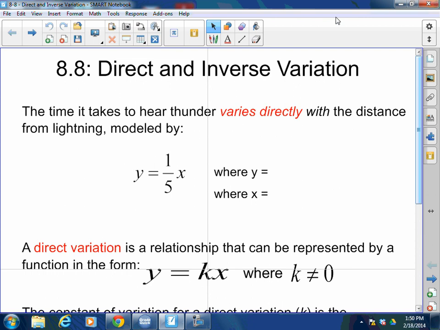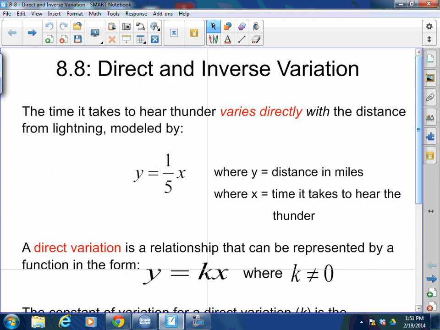Let's just think about a really common example, guys. A lot of you have done this before in your life. The time it takes to hear thunder varies directly with the distance from lightning. It's modeled by this equation right here: y equals 1/5 x, where y is the distance in miles and x is the time it takes to hear the thunder.